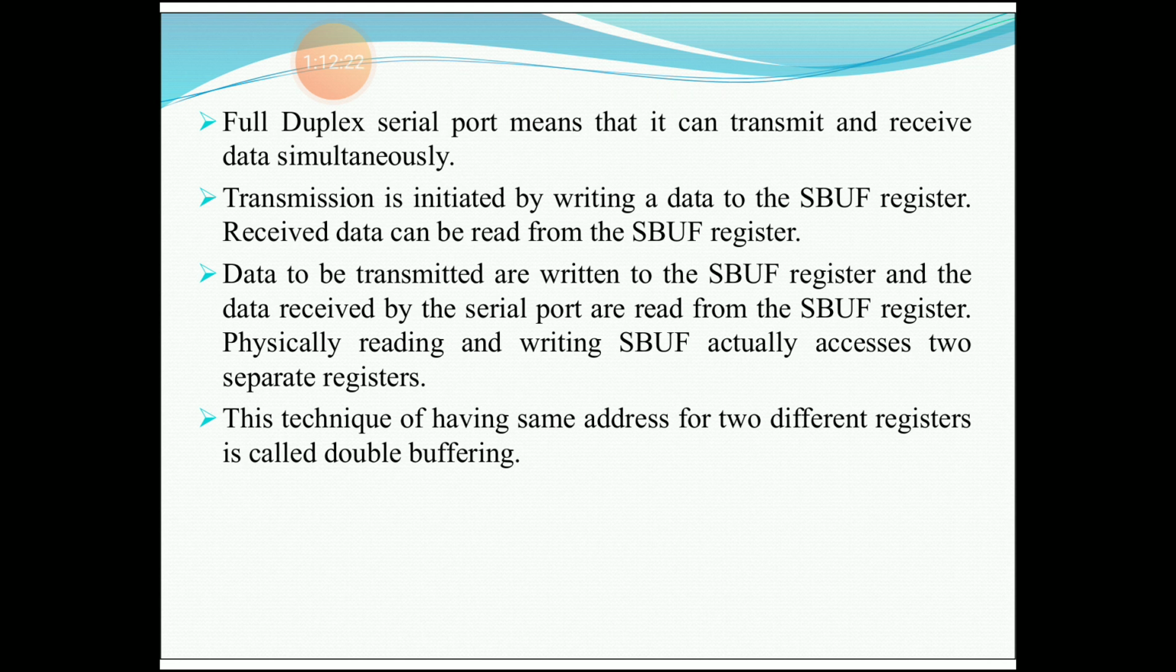Now the full duplex serial port means that it can transmit and receive the data simultaneously. The transmission is initiated by writing data to the serial buffer register, and received data can be read from the serial buffer register. That is, reading and writing the serial buffer register actually access 2 separate registers. This technique of having the same address for 2 different registers is called double buffering.